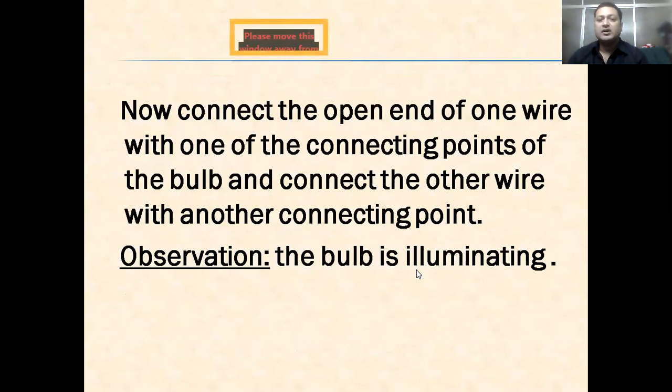Now connect the open end of one wire with one of the connecting points of the bulb, and connect the other wire with the other connecting point. So what we will observe is that the bulb is illuminating. That means the bulb gives us light.